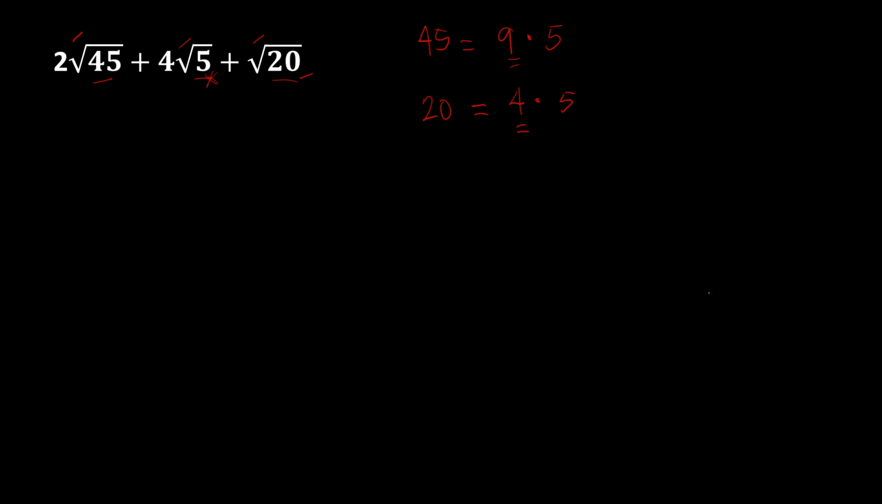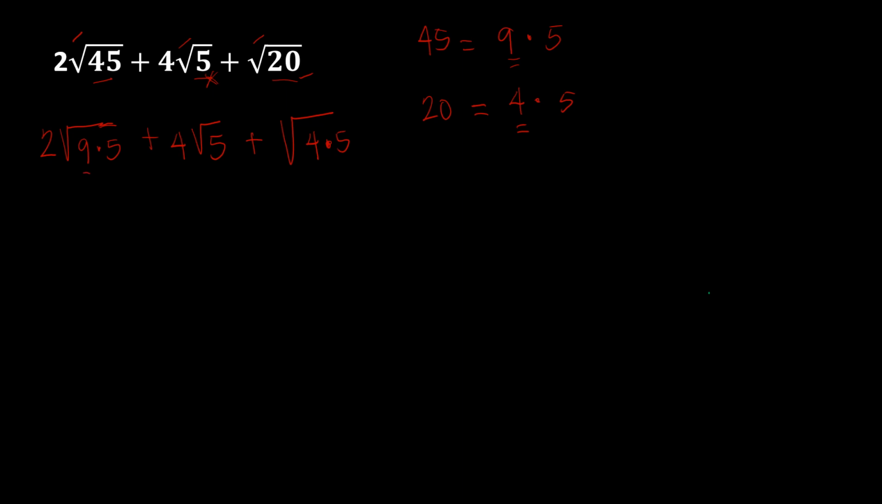So, pwede na nating i-rewrite si 2 times the square root of 45 as 2 times the square root of 9 times 5. Sinulat lang natin si 45 na product ni 9 and 5. And then, copy natin si 4 times the square root of 5. Next, pwede natin isulat si square root of 20 as square root of 4 times 5. Sinulat lang din natin si 20 na product ni 4 and 5.